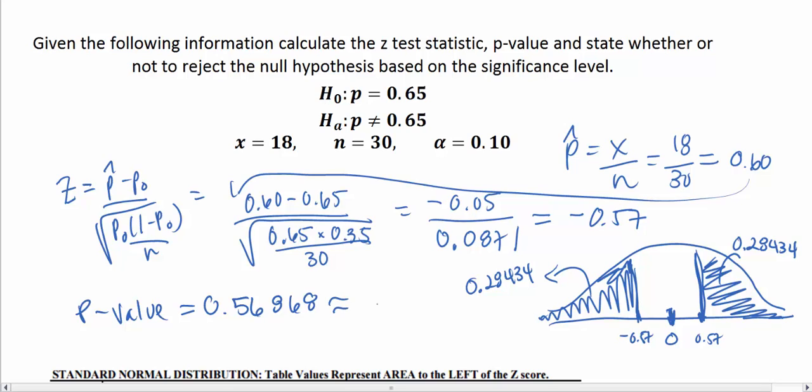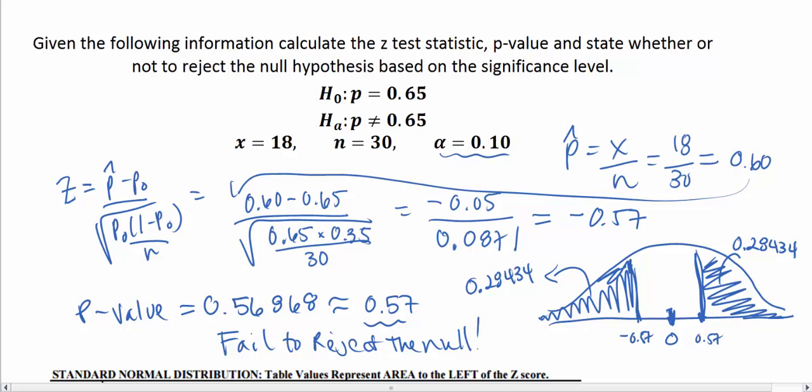or approximately 0.57. Well, this p-value is quite large. It's much larger than our significance level of 0.10. So what this means is that we will fail to reject the null. Basically, the sampled information does not have any evidence against the claimed proportion. It's very similar to the claimed proportion, so we fail to reject the null hypothesis.